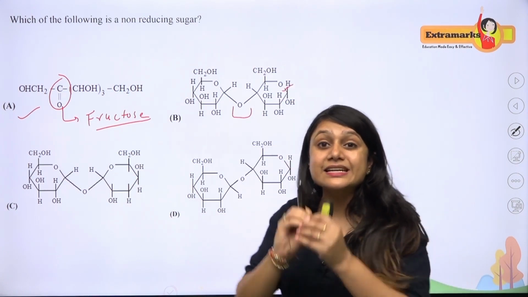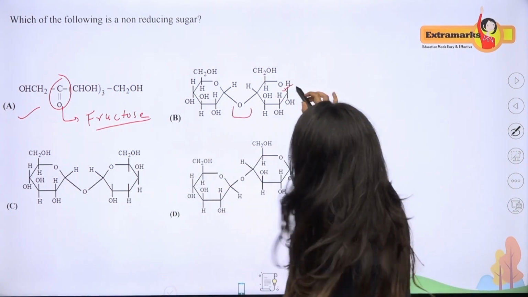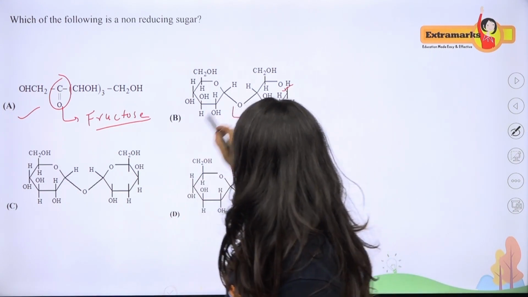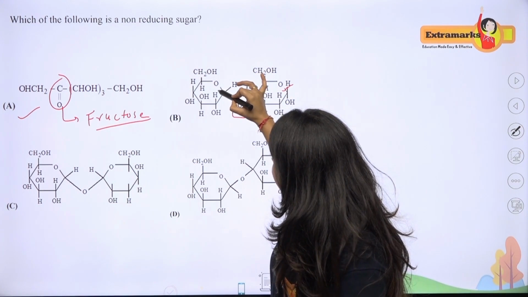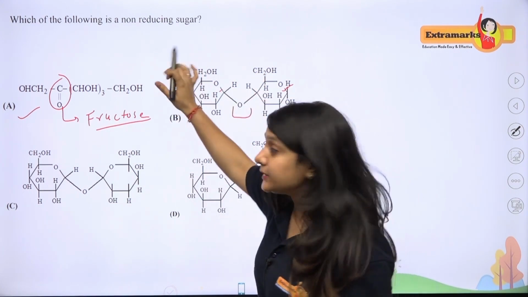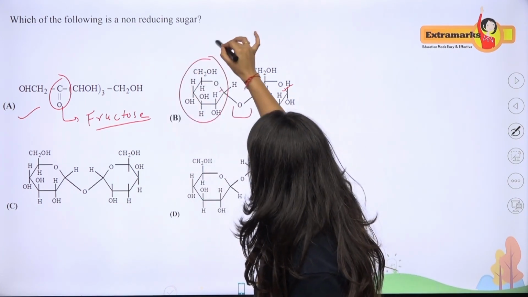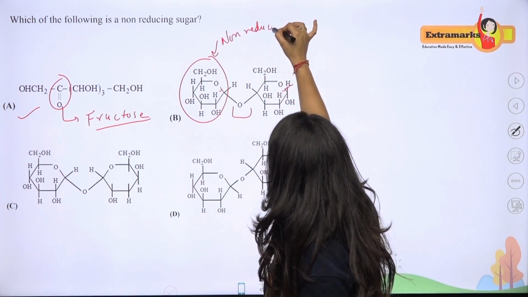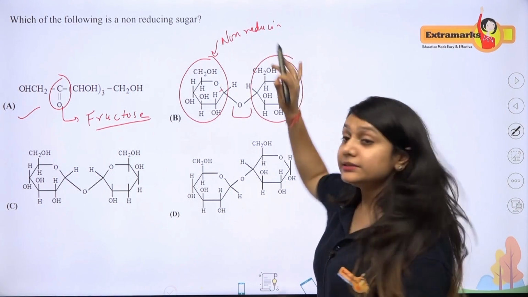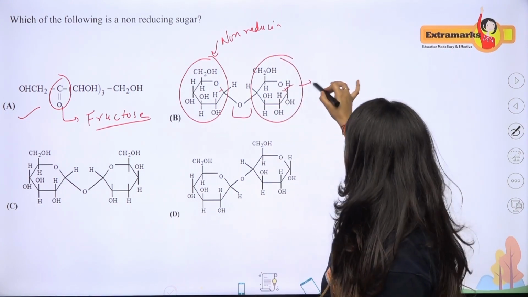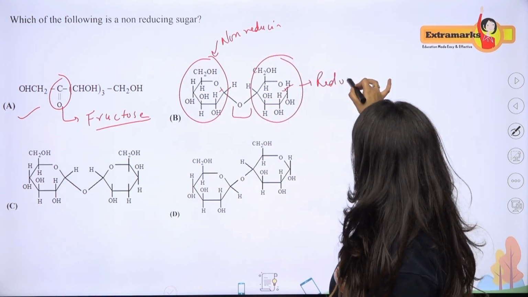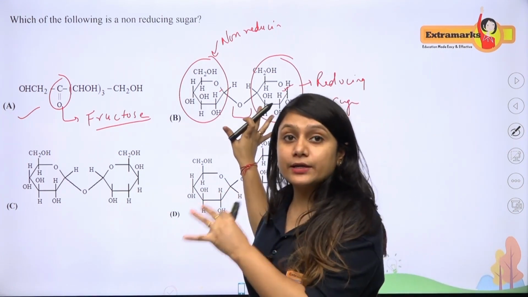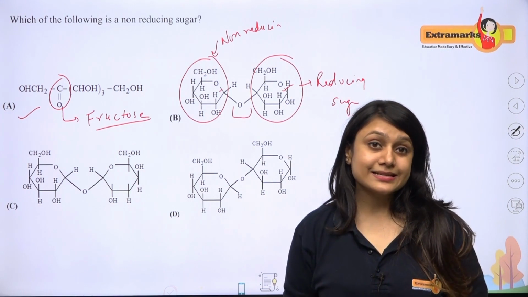So, whenever this ring opening occurs, yes, there will be an aldehydic form, right? Similarly, in this case, because the ring closing is from this one, this particular side is non-reducing. This particular side is non-reducing, but yes, this particular side is a reducing sugar. So, overall, this will be considered as reducing. Fine. So, this particular molecule will be considered as a reducing sugar.